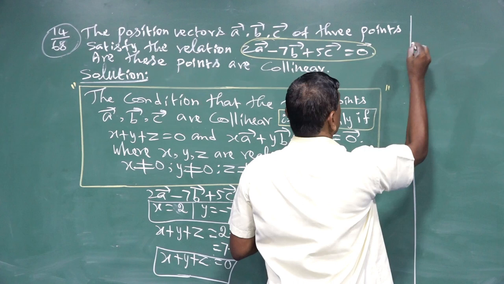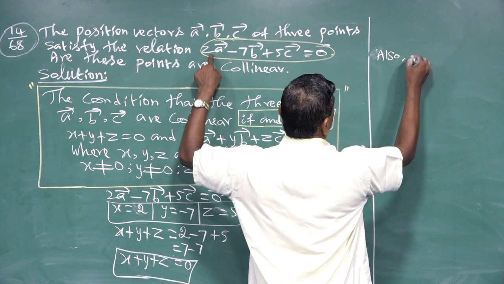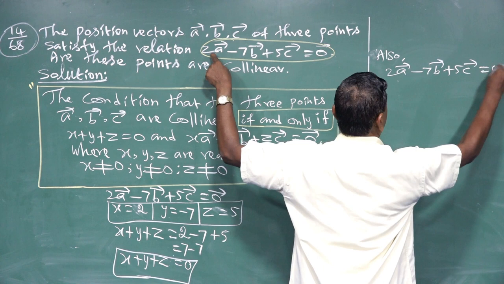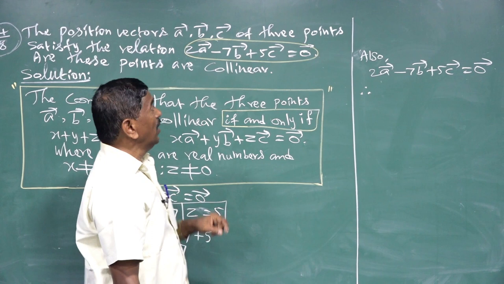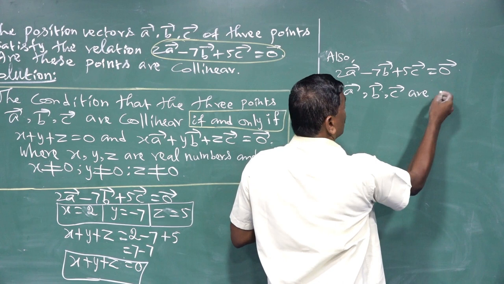Listen, the first condition and the second condition also hold: 2a vector minus 7b vector plus 5c vector equal to 0 vector. Therefore, the given three points are collinear. Therefore, a vector, b vector, c vector are collinear. Hence the answer.